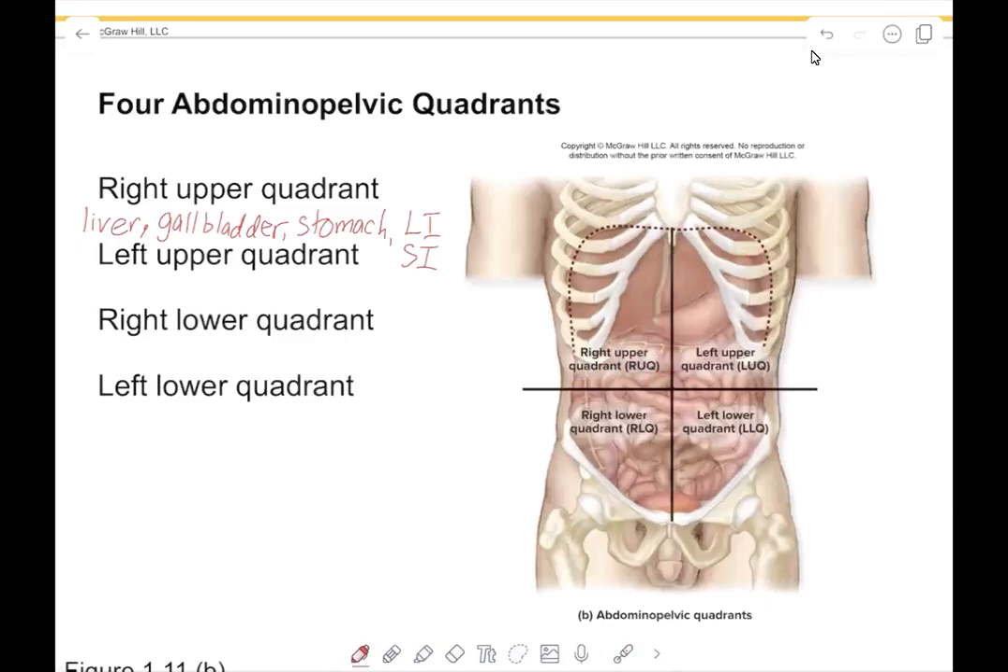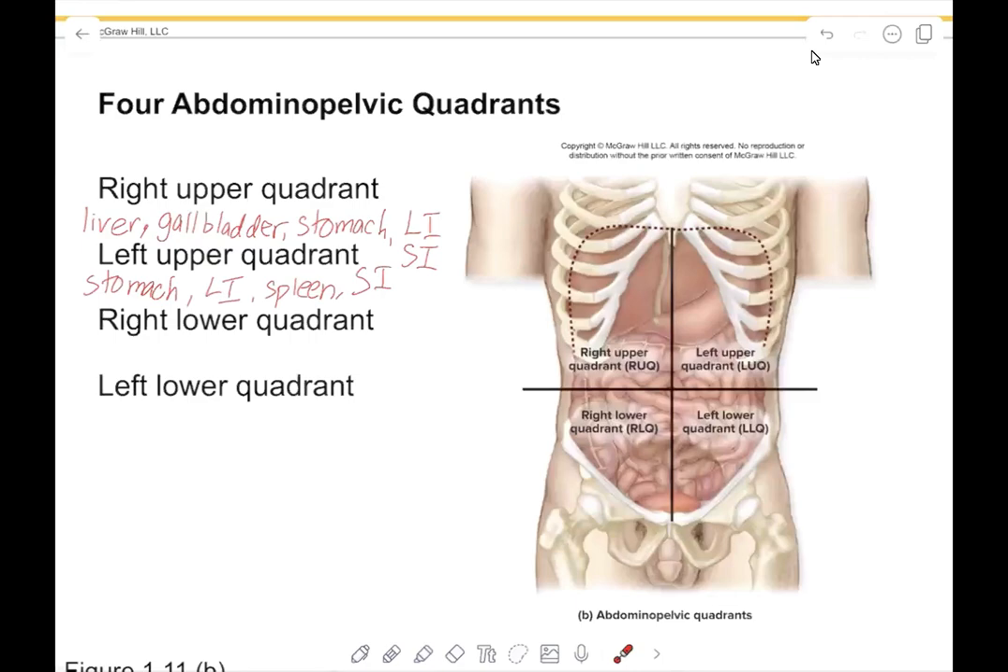In the left upper quadrant, this is where we see the large majority of the stomach and large intestine. The spleen is located over here as well, but you can't really see it that well. The spleen is going to be located a little bit up here in this region, a little more superior. So in addition to the large intestine, we also have a little bit of the small intestine. What's important is that you can identify these organs and know them in relationship to the quadrants.